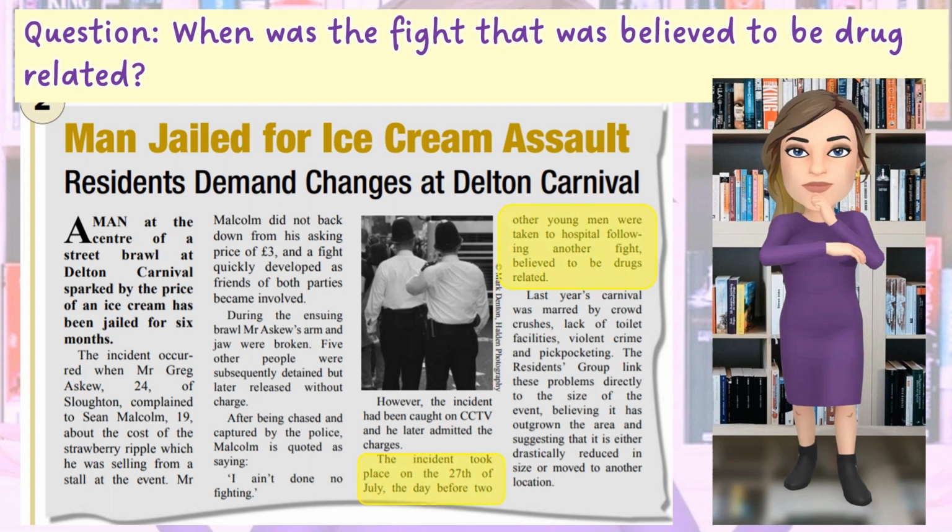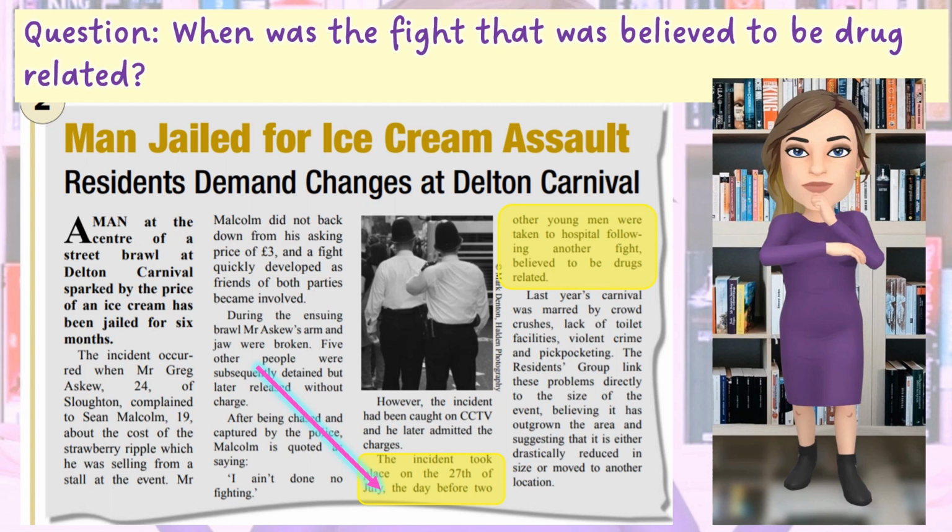This is the section that talks about the fight that was believed to be drug related. If we read it, we'll see that it says the incident took place on the 27th of July, the day before 2 other young men were taken to hospital following another fight believed to be drugs related. If we look at the placement of the comma, this is how we would read it. The incident took place on the 27th of July, the day before 2 other young men.